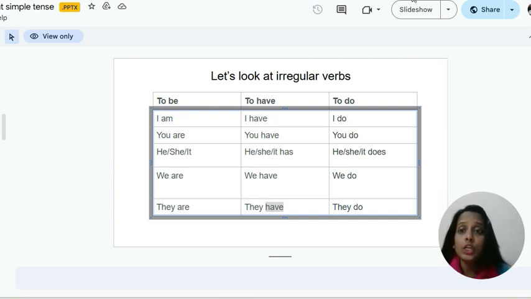Remember, I, you, we, they, all these words use have. But when it comes to the third person, he, she, or it, we use has.